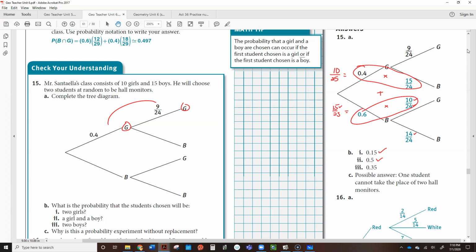2 boys. Here's the 2 boys. There's only one way to get 2 boys. Boy, boy. Multiply these two together, and that gives you the 0.35.